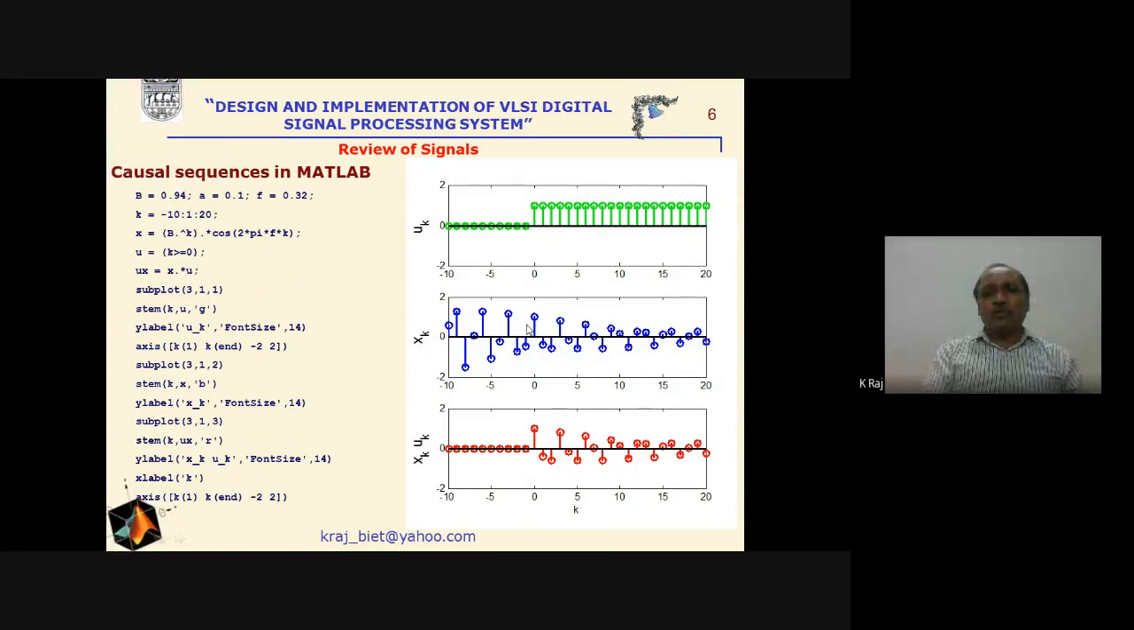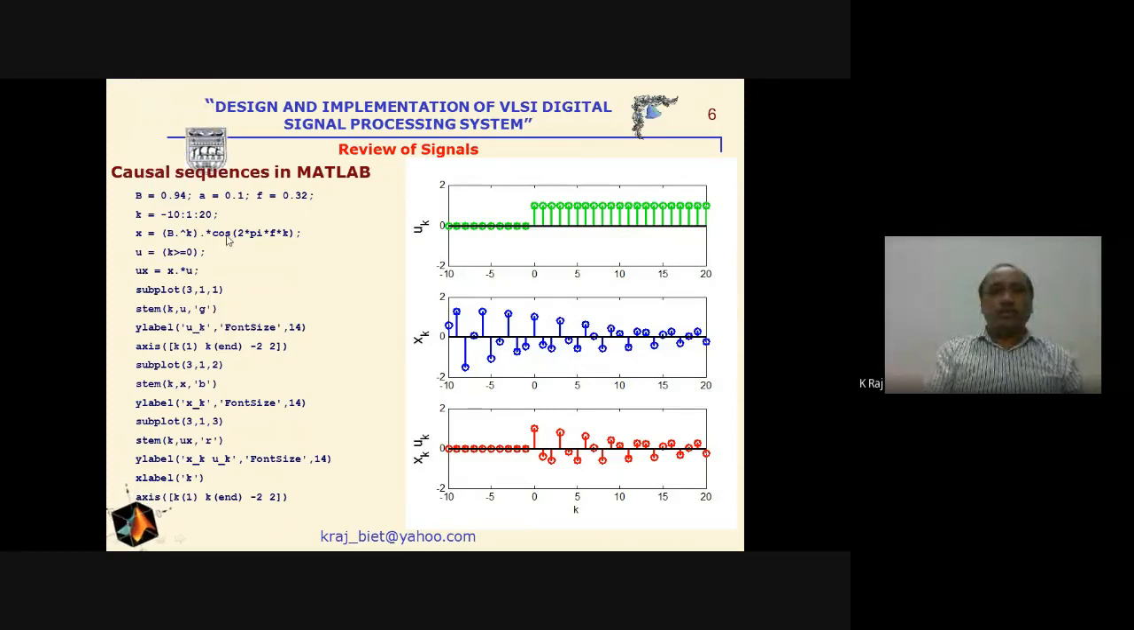exponential cosinusoidal signal that is damping towards 0, with this function here. Now this function exists for the positive and negative values, but the unit sequence exists only for 0 and the positive values. So after multiplication, we will get a function that exists only for 0 and the positive values. So this will become the causal sequence. This is the concept which we have applied here in order to generate the causal sequence.